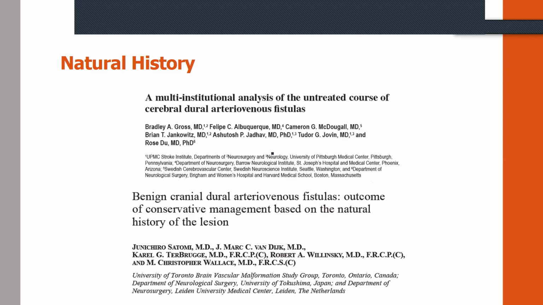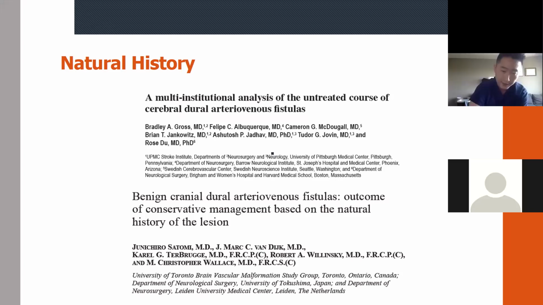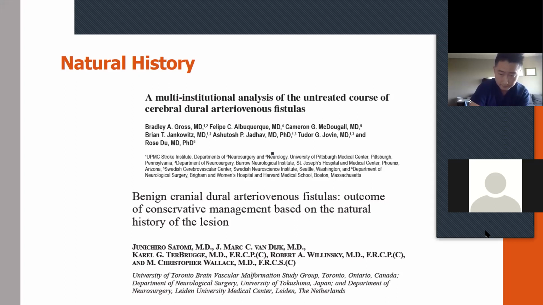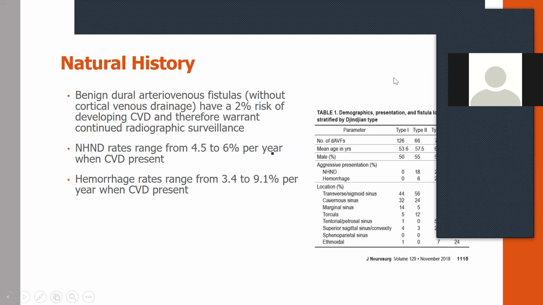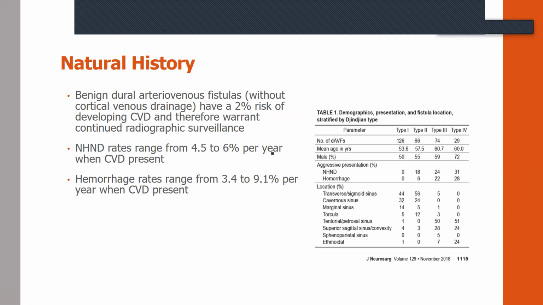But these are two studies that describe the natural history of these lesions. Again, they're very rare, so I think the true natural history of a dural AV fistula is still not completely understood. But I think these two papers are the best information we have in the literature about how arteriovenous fistulas behave over time. And what these two papers described was that the benign fistulas, the ones that don't have cortical venous reflux, even they have a small chance of progressing to higher risk lesions.